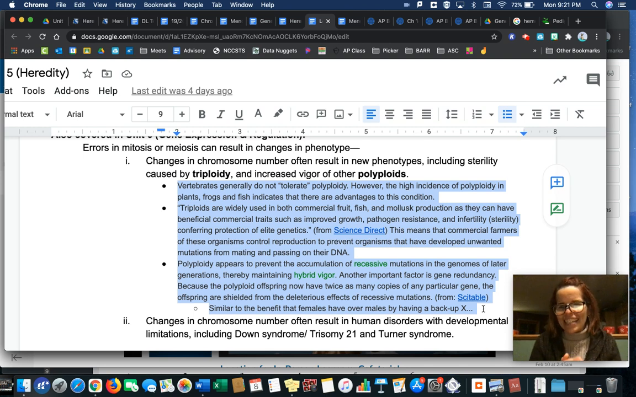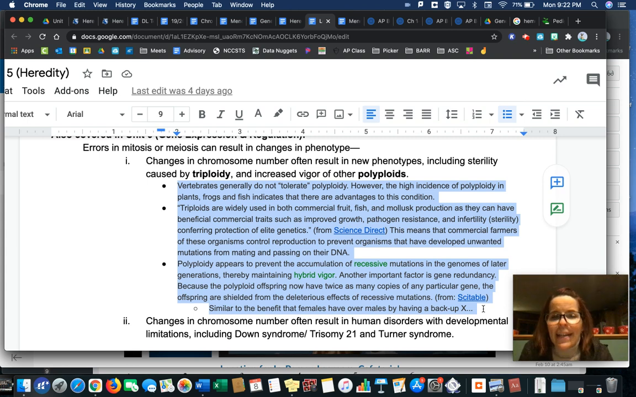Once you get the ideal organism, you want to clone it, basically. You want it to reproduce and reproduce and reproduce. But it turns out that in this case, they're sterile and they have to be hand reproduced by the farmers. They have to control reproduction, but they have all these great traits in them as well. So somehow triploidy or polyploidy is beneficial to organisms, but it can also lead to sterility, which is a weird thing.